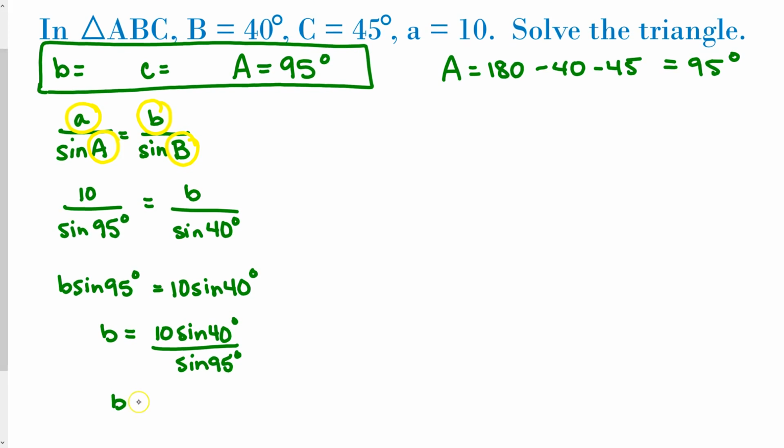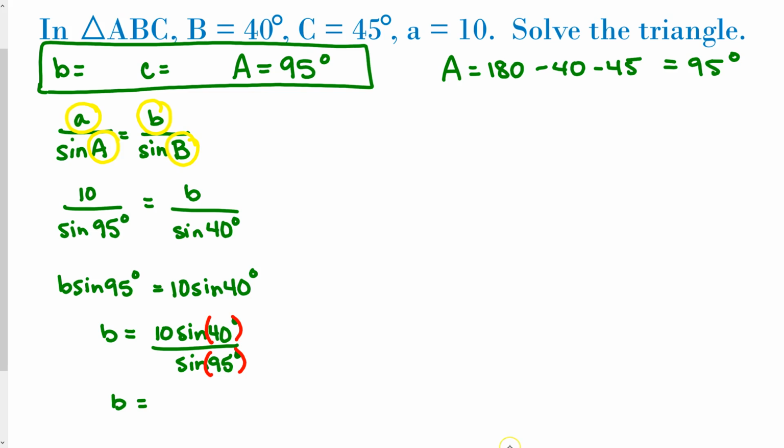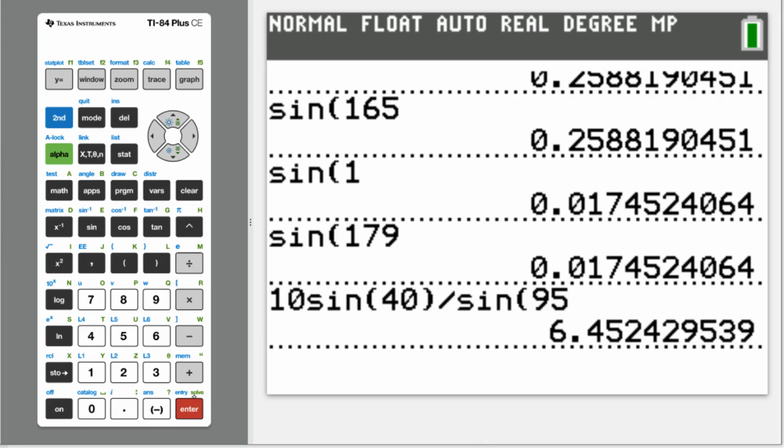Now it's time to put this in your calculator. And just remember that if it opens parentheses before the 40, you have to close them before you divide. And then if it opens them before the 95, you can close those too. So we grab a calculator. 10 sine 40, close the parentheses, divided by sine 95. I'm going to double check, did I write that down right? Okay. And then press enter.